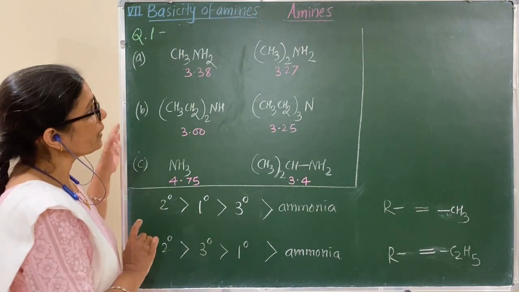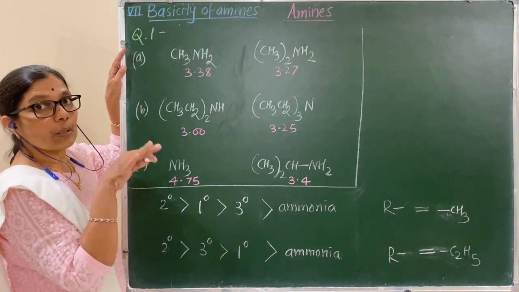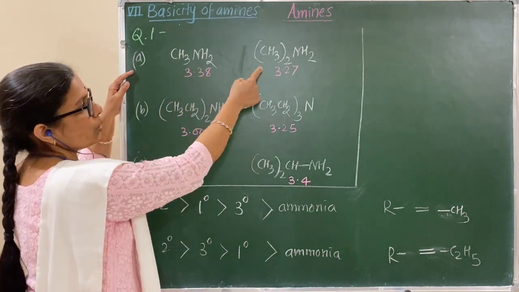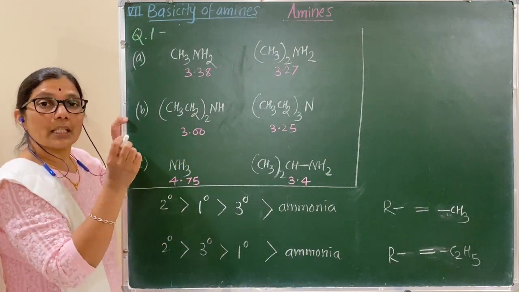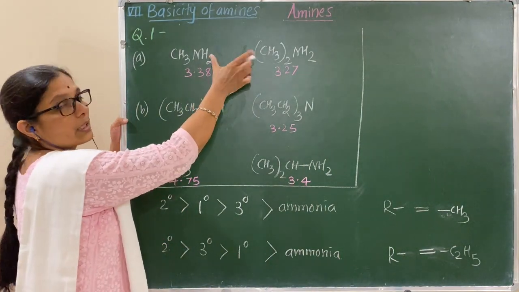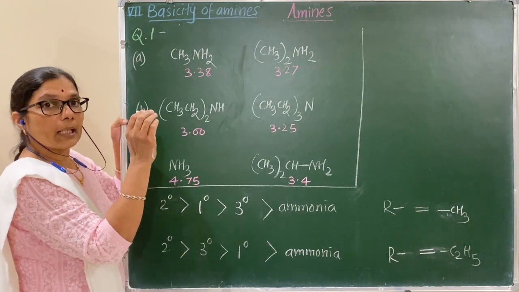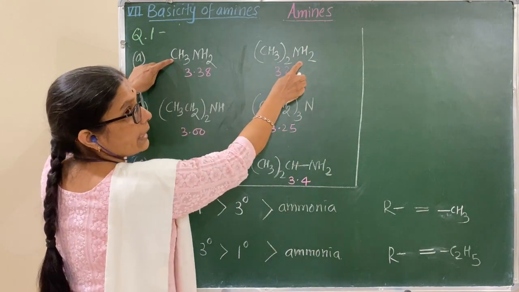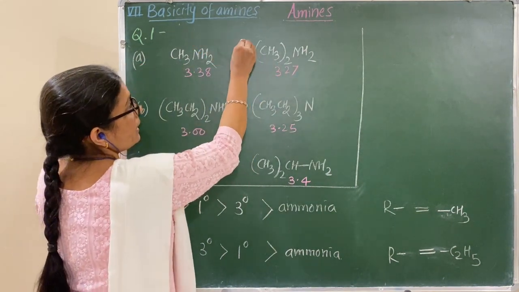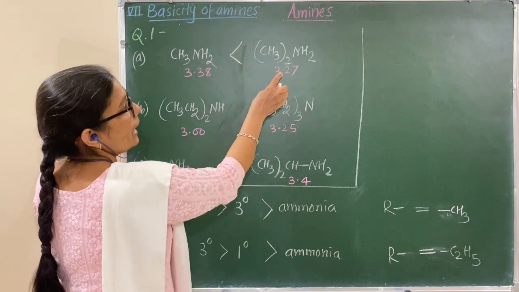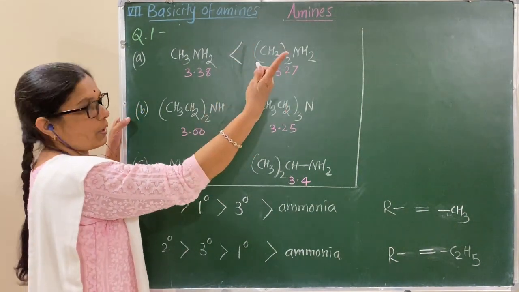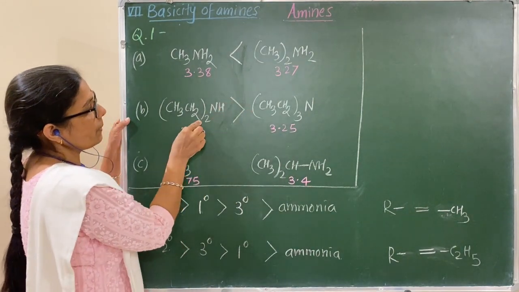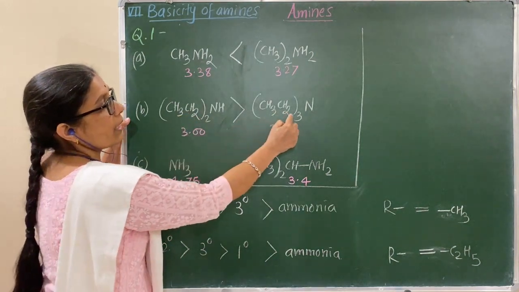Okay. Next, now first question. Questions from the textbook and a few additional ones. Then pKb values are given and the question is asked which one is the strongest base among these. Okay, we will find out by looking at pKb. See, this is a primary and this is a secondary. Secondary is strongest, that is, this is strongest. Okay, and see, the smaller the pKb value, the stronger. So whichever has the smaller pKb, it is strongest. Among these, one is a secondary amine and one is tertiary.